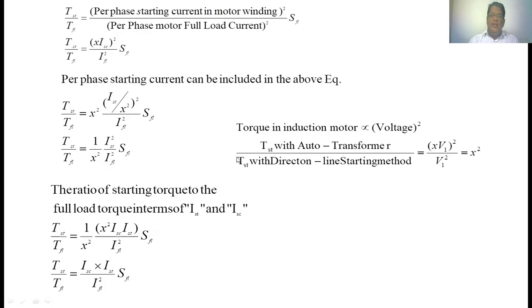We know that the torque developed in an induction motor is directly proportional to the V square. The starting torque with auto transformer divided by the starting torque developed in the same induction motor, if we start with the direct online starting method, is equal to XV1 whole square by V1 square. V1 square gets cancelled. Finally, from this equation we can say very easily that the starting torque developed in the induction motor will be reduced by X square times the torque developed in the induction motor if it is started with a DOL starter.